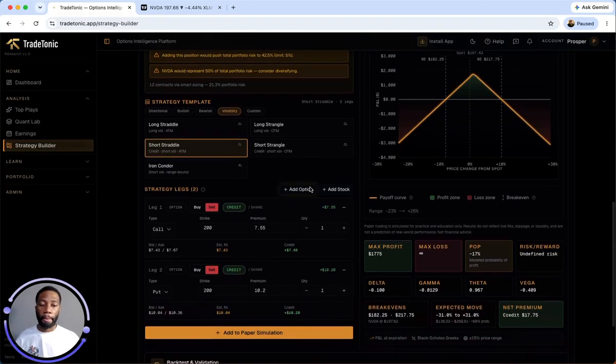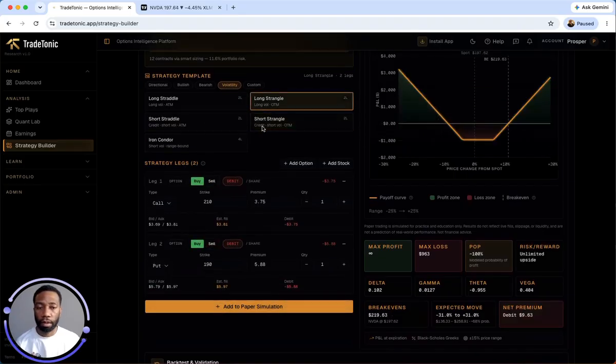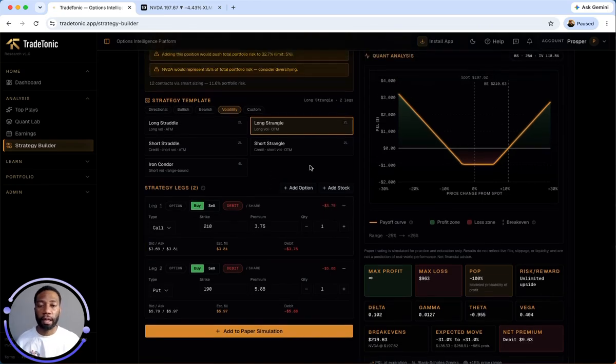Now, the probability of profit for this one, actually, we wouldn't want to do. Let's do a long straddle. With this long straddle, we're assuming that Nvidia will stay within this price range of 189 on the low end and 209 on the high end. Now we're risking $963 for this particular trade, but the probability of making money is fairly high.